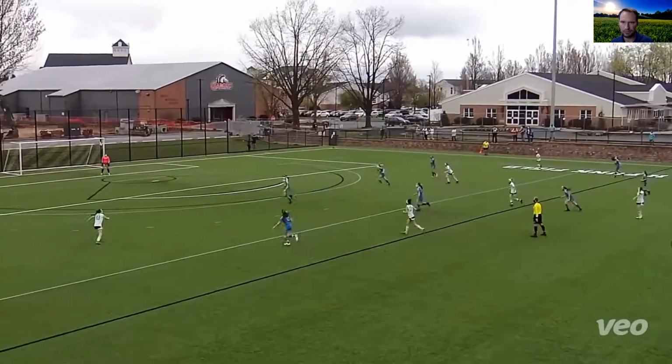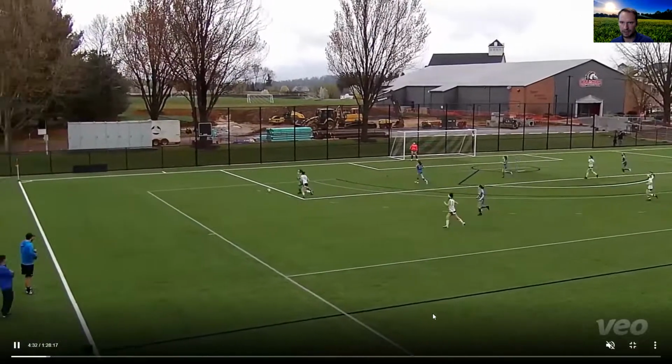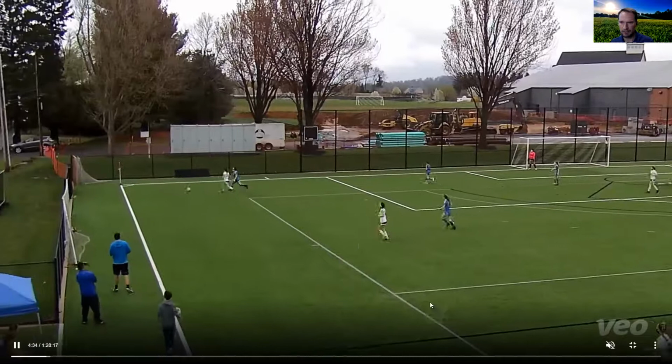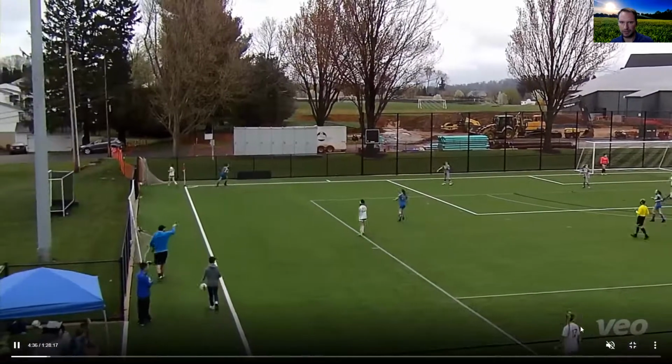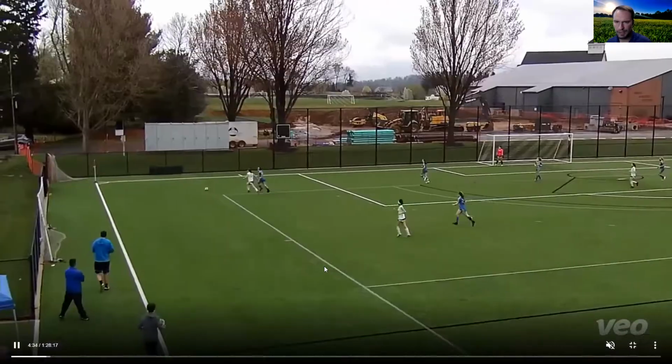Now guess where it goes? Weak side again. Now look at all the space again. Where is she? Where is she? There she is at the bottom of the screen right here. Okay, so we'll review that.